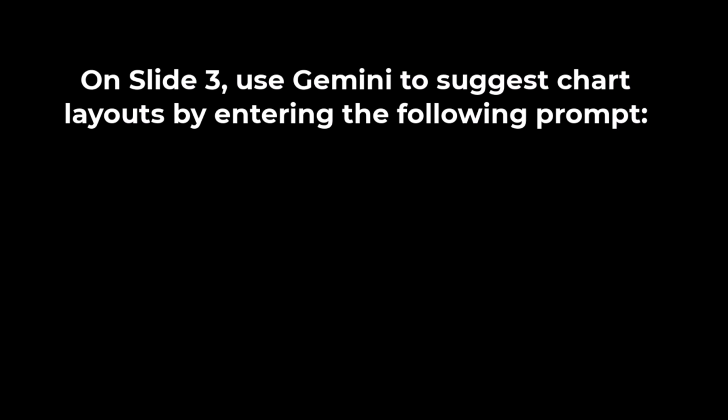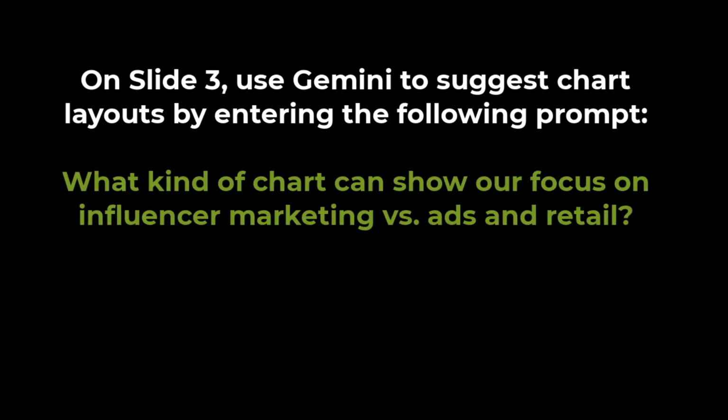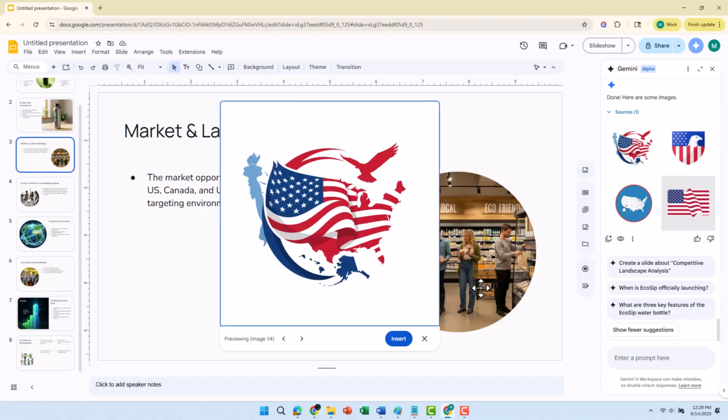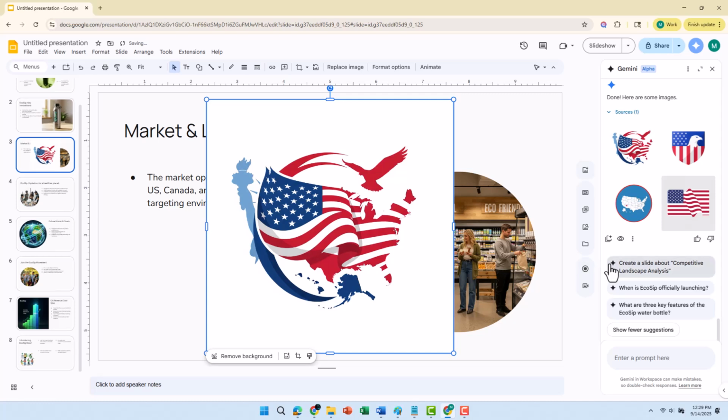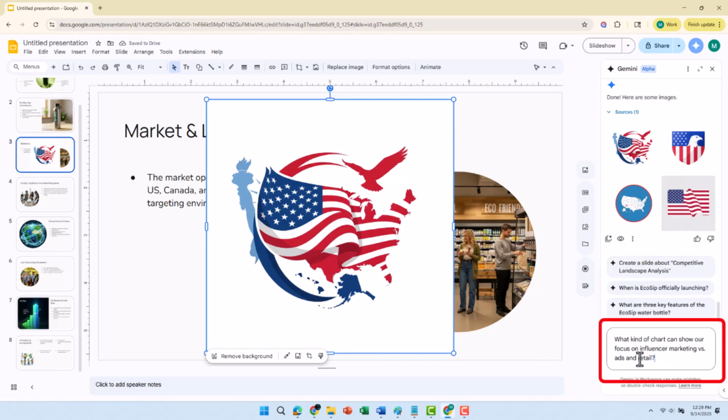On slide 3, use Gemini to suggest chart layouts by entering the following prompt. What kind of chart can show our focus on influencer marketing versus ads and retail? On slide 3, click into a text box, and then in Gemini, enter the following. What kind of chart can show our focus on influencer marketing versus ads and retail?